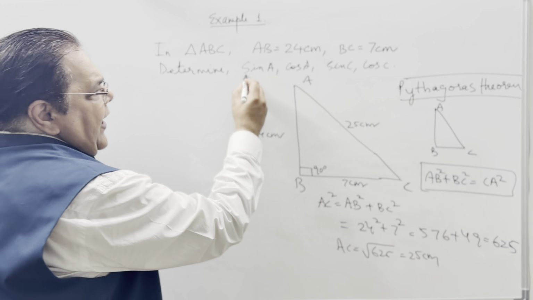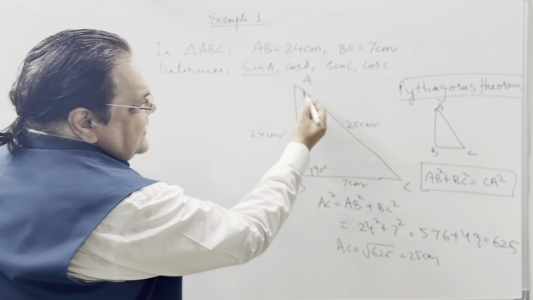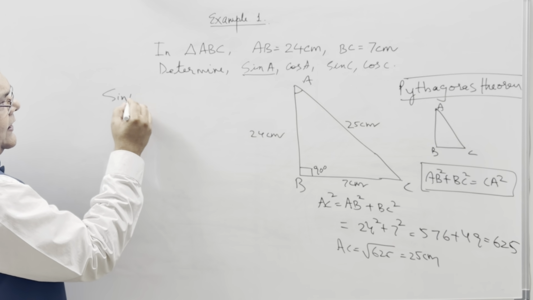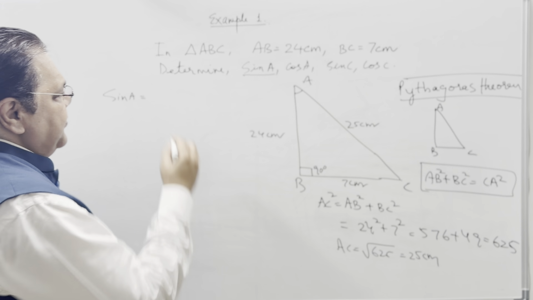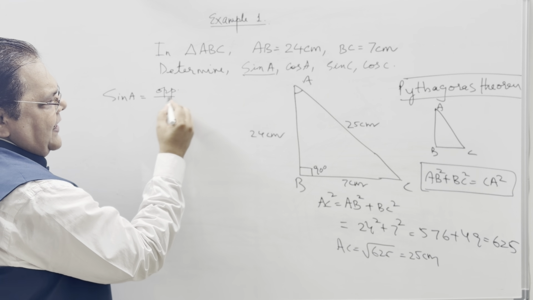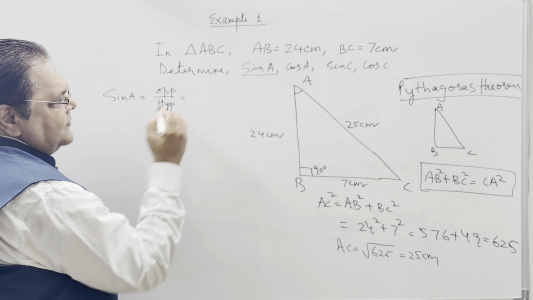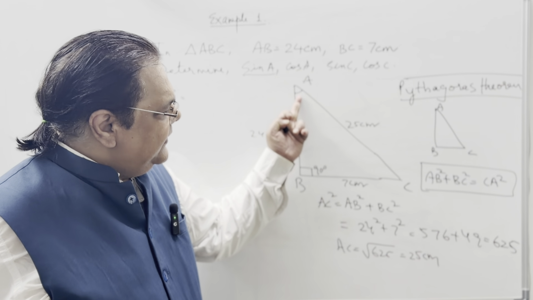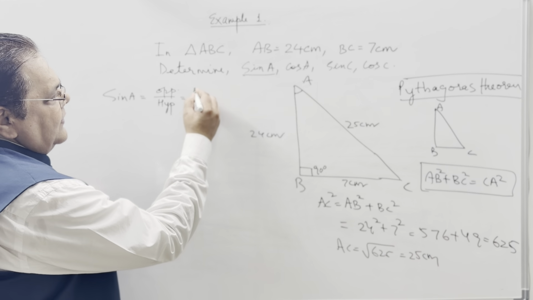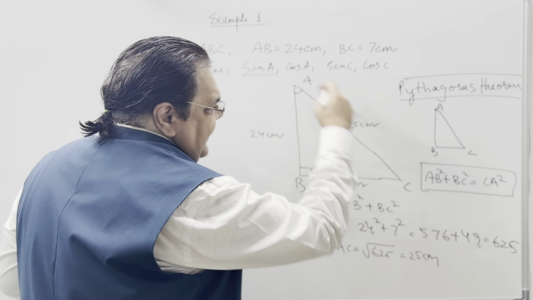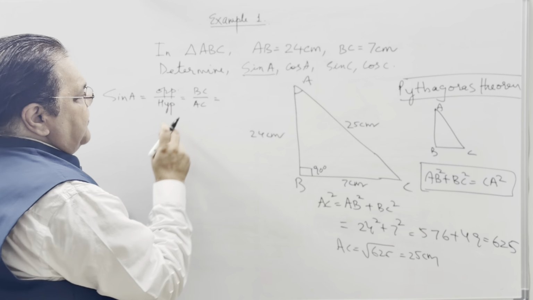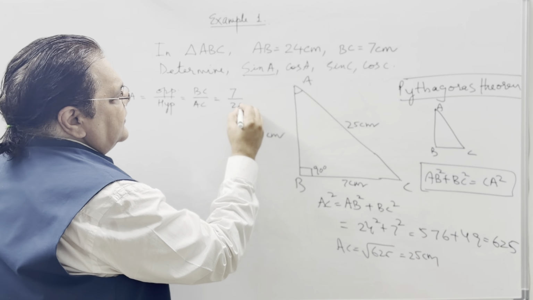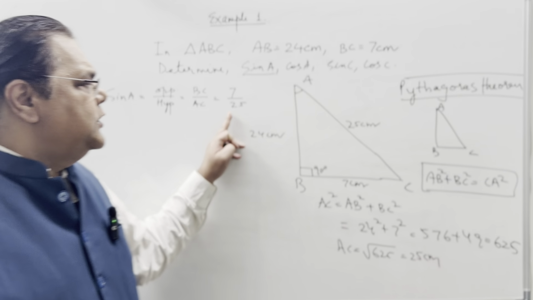So here we have to find sine A. This is A. So sine A is equal to, we have learned, opposite by hypotenuse. Which side is opposite of angle A? BC. And the hypotenuse is AC. BC is equal to 7 centimeters and AC is equal to 25. So sine A is equal to 7 by 25.